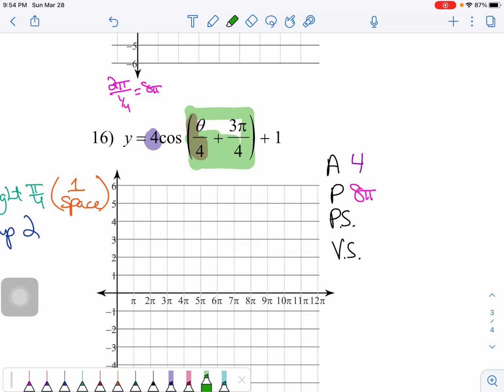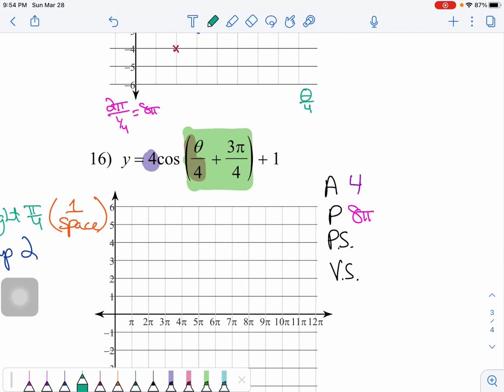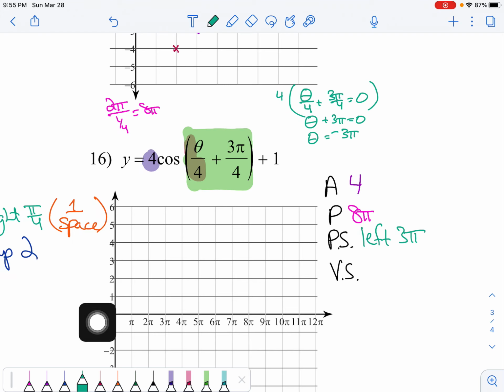Phase shift, I'm going to do this whole argument. Okay, take the entire thing. So theta over 4 plus 3 pi over 4 set equal to 0. Solve for theta. So theta plus 3 pi is equal to 0. So theta is equal to negative 3 pi. Now this is the first time we've seen this one. Because theta is equal to a negative 3 pi, this phase shift is actually left 3 pi units. Where you would normally start on the y-axis, you're going to shift to the negative 3 pi, which is the left.